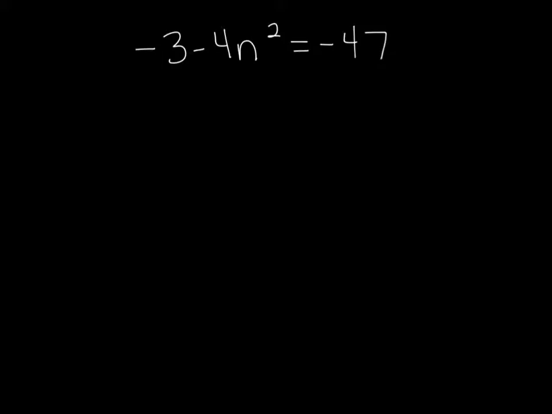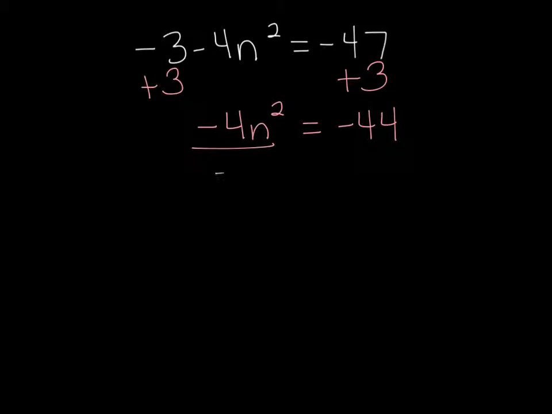Alright, for this last example, we need to get the n squared by itself. So again, we'll add 3 to each side. So negative 4n squared equals negative 44. Then we divide both sides by negative 4. N squared equals 11.